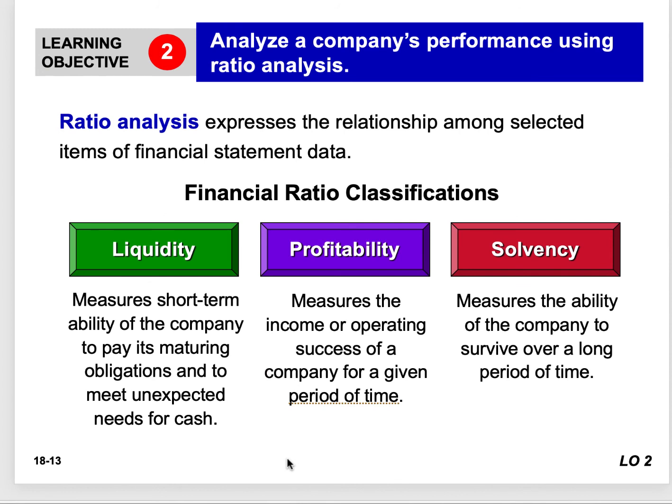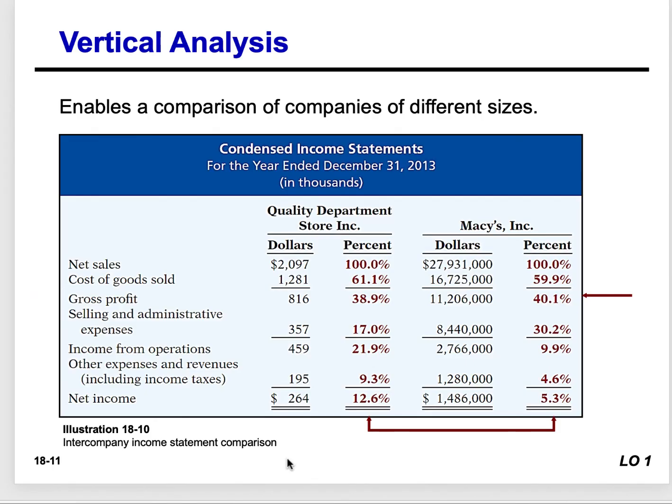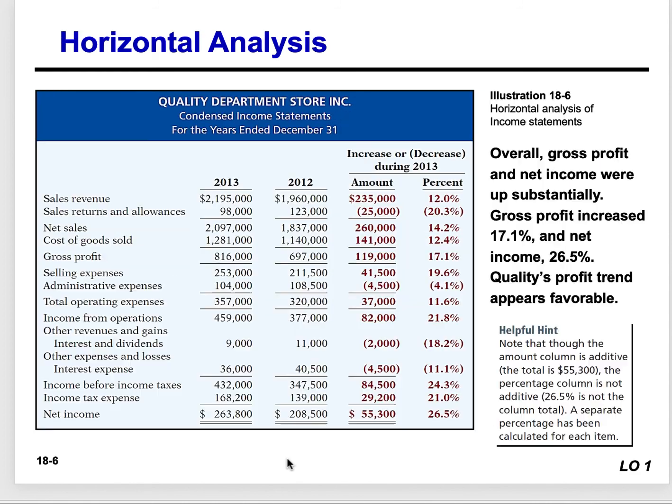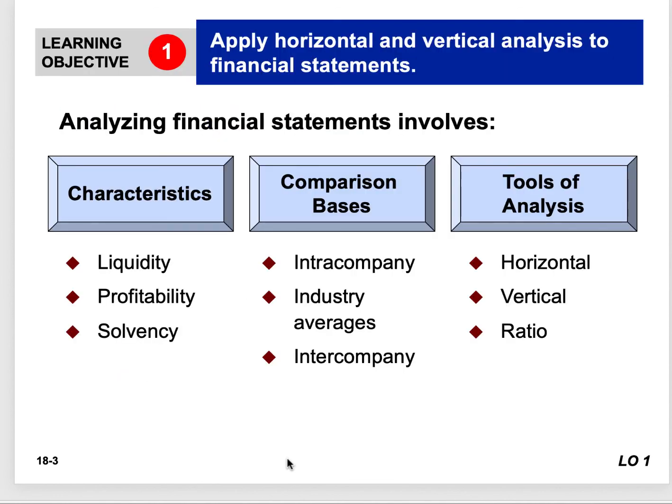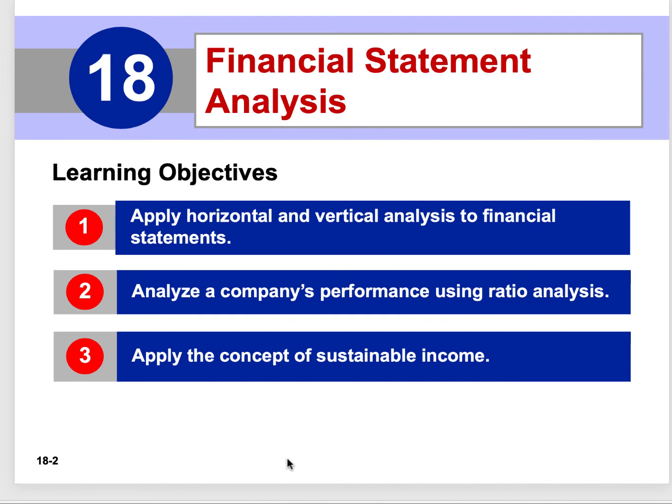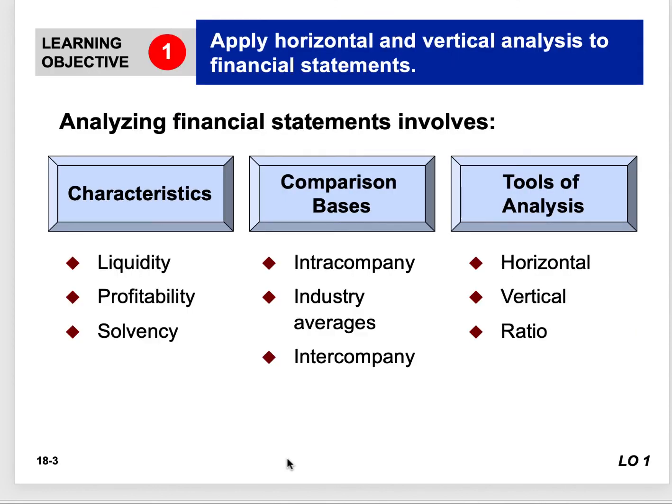We'll go through examples of horizontal and vertical analysis in our demo video. And then after that, we'll talk about ratio analysis. But right now, I just want to make sure that we understand the concepts of horizontal and vertical analysis. When we're analyzing financial statements, there are three items that go along with that: the characteristics, a comparison basis, and the tools to use. In this video, we're looking at two tools, horizontal and vertical analysis.